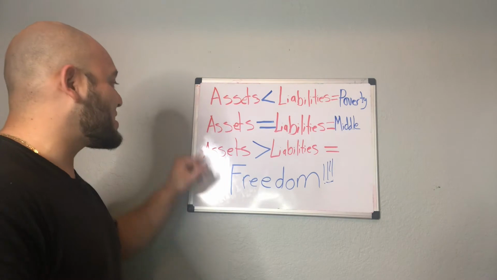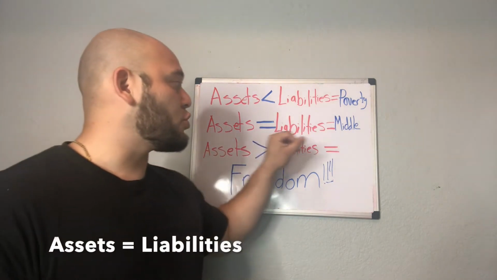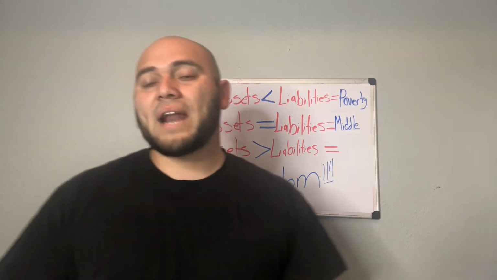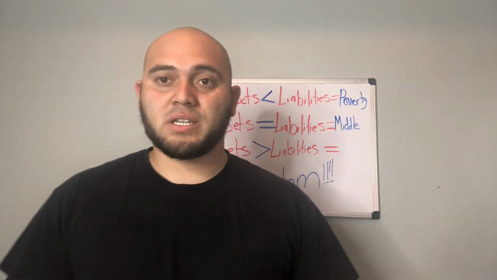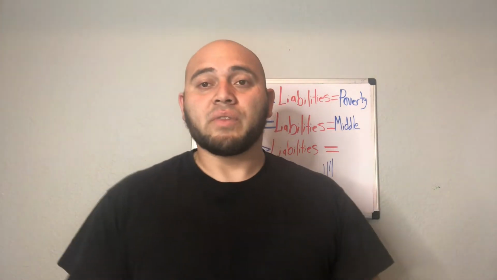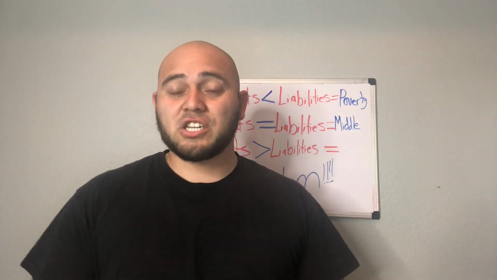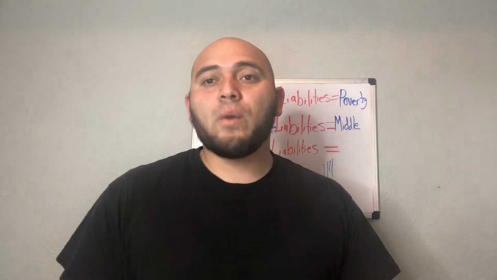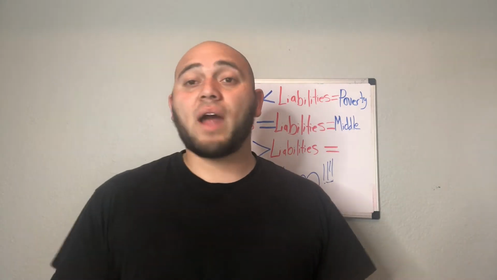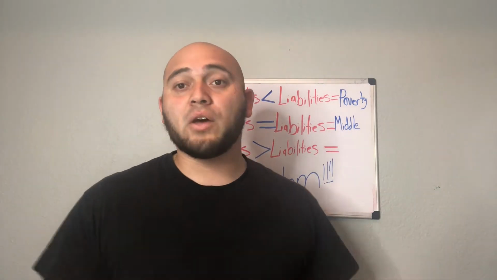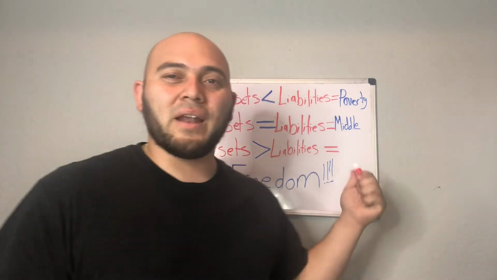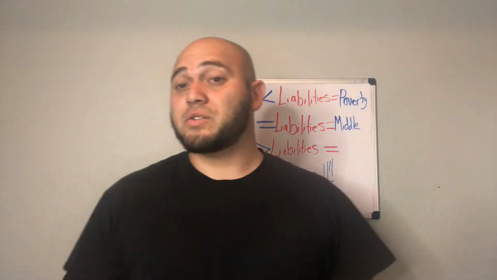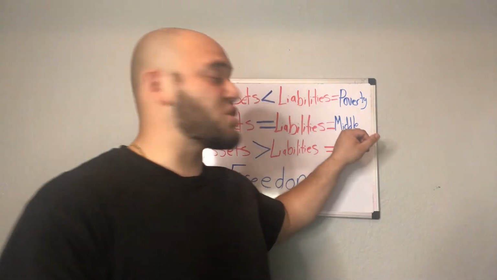Formula number 2 is if your assets are equal to your liabilities, it equals middle, okay? When I say middle, that means mediocrity, middle class, okay? Because if your cash flow is just breaking even with your liabilities, you're really stuck. You're not moving up, and there's no way to build up if your assets are the same as your liabilities. You'll stay stuck in the middle.